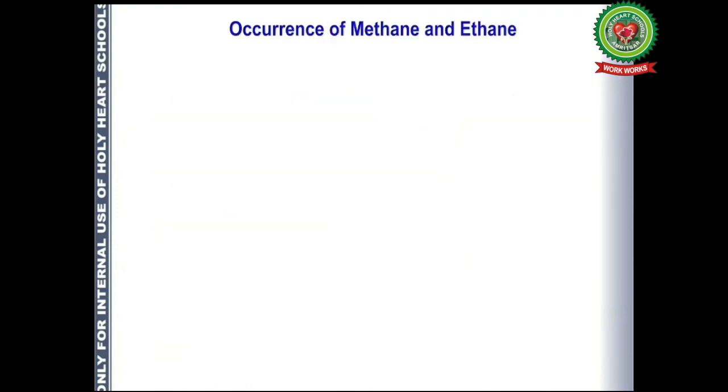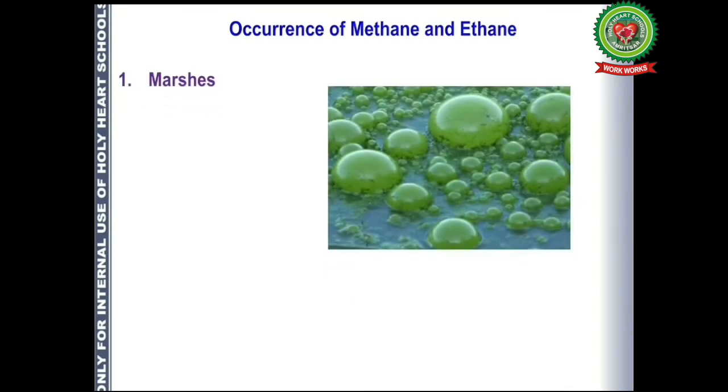Next, we are going to study the occurrence of methane and ethane. The first one is that they are available in marshy areas, that is wet, waterlogged areas near the river.